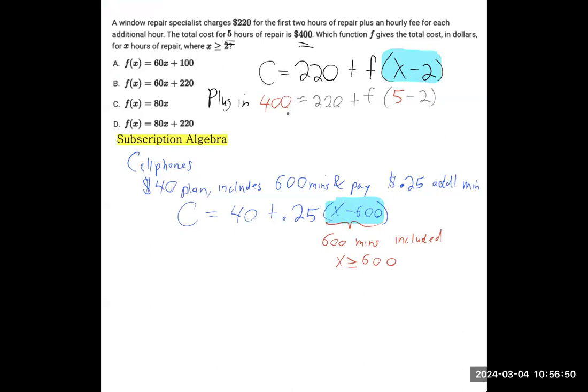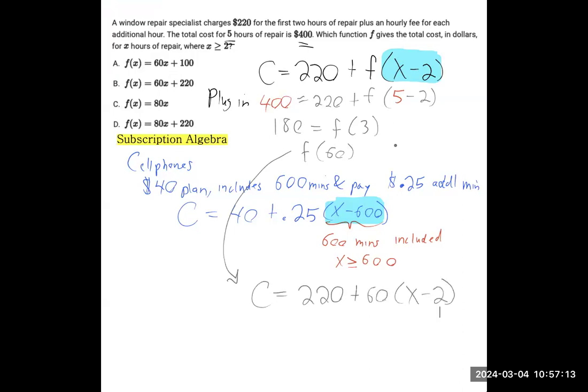Take away 220 from both sides. You got 180 equals F times 5 minus 2, which is 3. And F comes out to 60. So now skipping down here, rewriting it, we just found out the full equation. You pay 220, and then you're paying a $60 fee every time the number of hours goes above 2. So that's our subscription algebra equation.